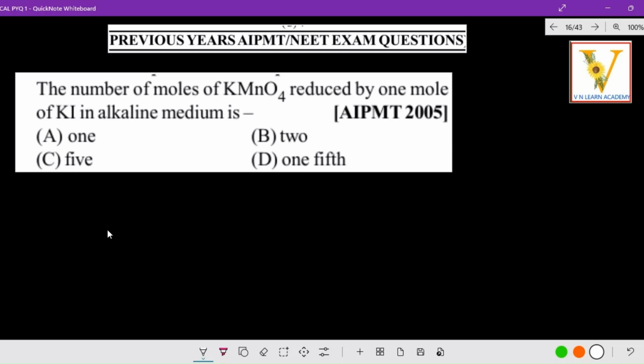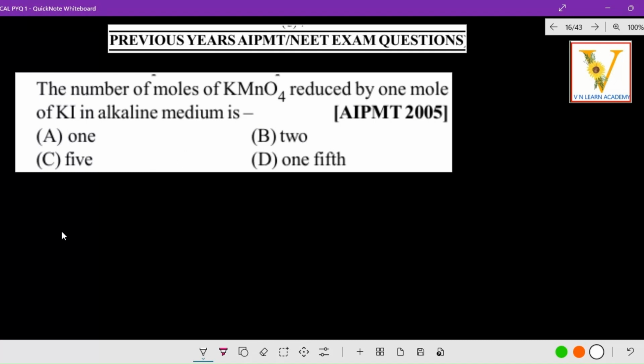Today, we are going to see some more interesting and important questions from previous year questions. Mole concept. Come on, let us discuss the first question. The number of moles of KMnO4 reduced by 1 mole of KI in alkaline medium. That means how many moles of KMnO4 are reduced by 1 mole of KI in alkaline medium?